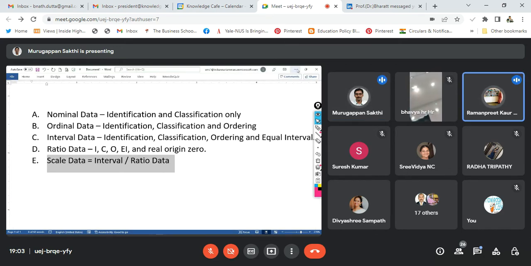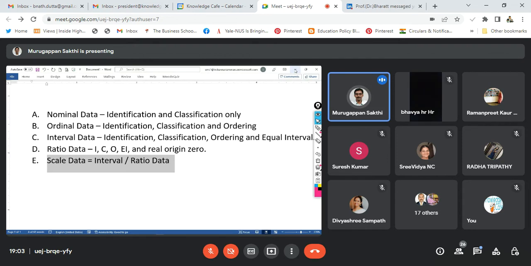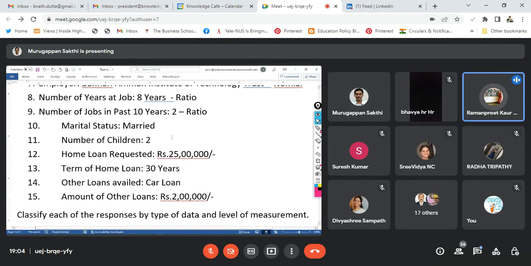In social science, with interval and ratio data, we are not making that much of a difference. But in science, interval data and ratio data are two totally different types of data. Yes, madam, basically we are from social sciences, so we know only one. Nothing wrong. You can treat the interval and the ratio data equally, but preferably go ahead with the ratio data.